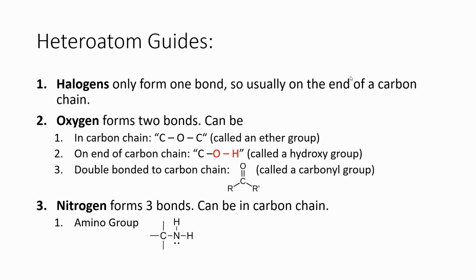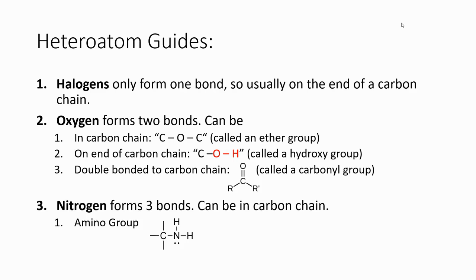Okay, so here are some tips while you're drawing. Halogens only form one bond, so they're not going to be in the middle of the chain. Because they only have one arm to bond, they're going to either be at the end or coming off of one of the carbon chains. So we usually just put them at the end if we don't know the structure.